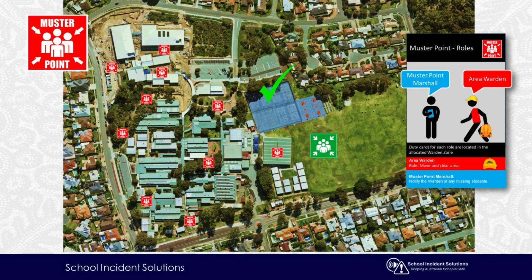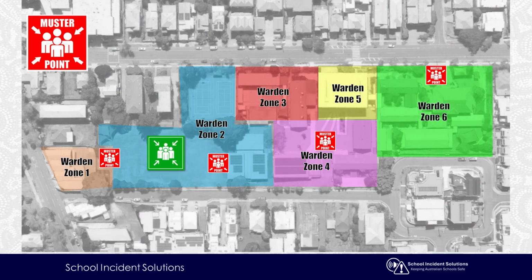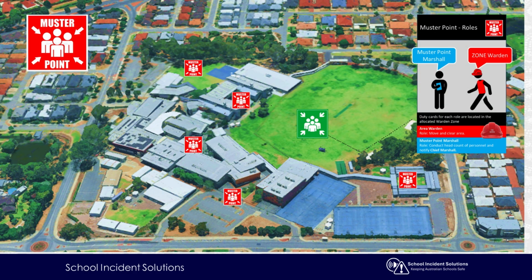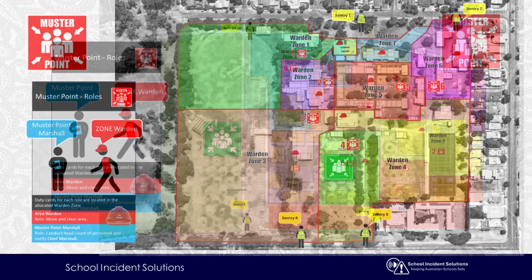Larger schools may benefit from implementing a muster point system. Rather than evacuating the entire school to a single emergency assembly area, only the affected blocks relocate to nearby muster points. This approach is especially effective during supervised periods, which make up around 70% of the school day.